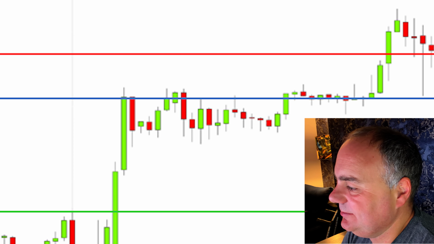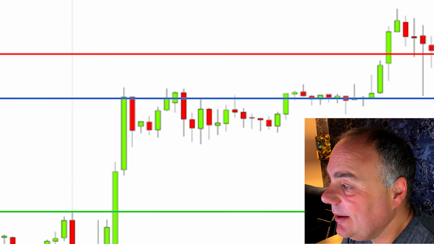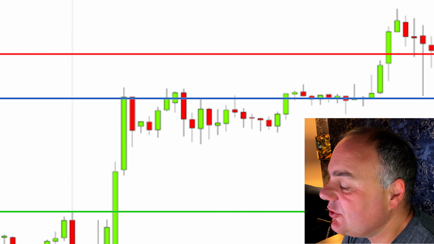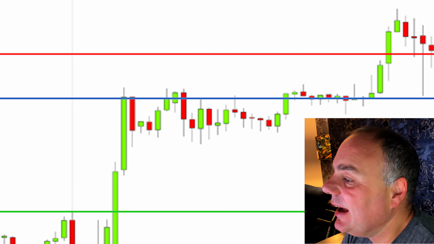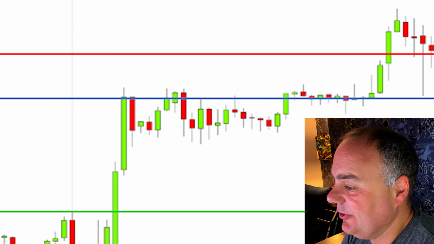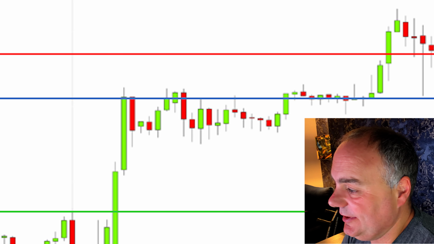What are we missing? Or, put it another way, what can we do to sort out higher quality setups from lesser quality setups? In this case, double tops.